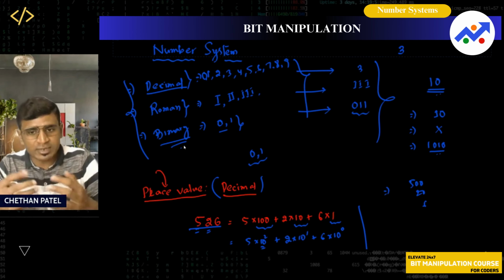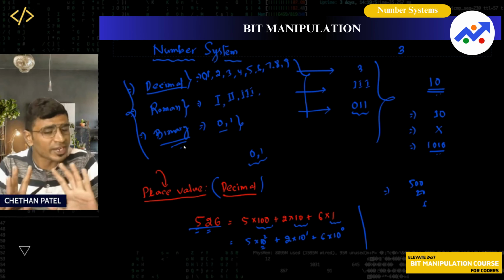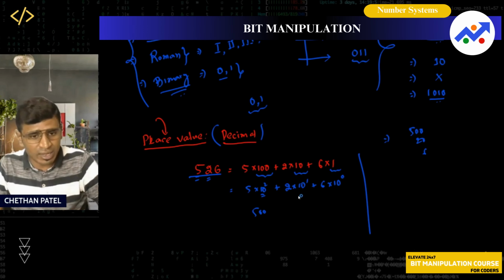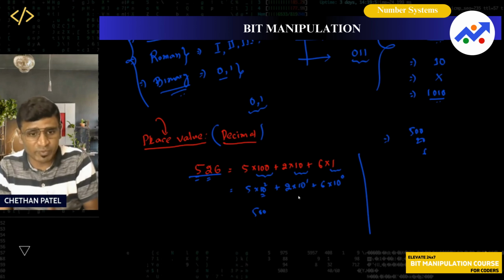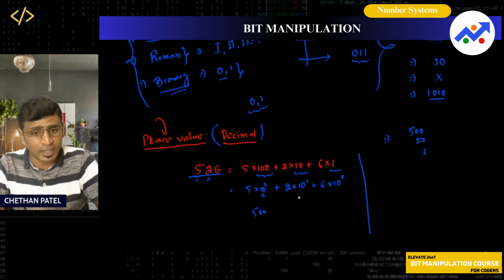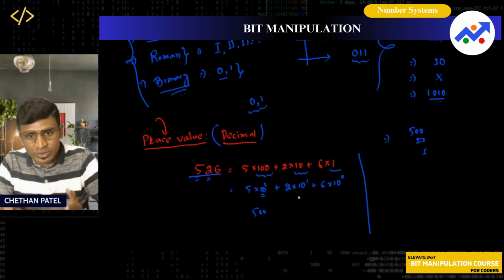So that is our dependence. Now we understood what exactly a number system is, and I think I have given a clear idea of what exactly place value is, by giving an example. Thank you, and in the next video we'll try to understand different number systems.